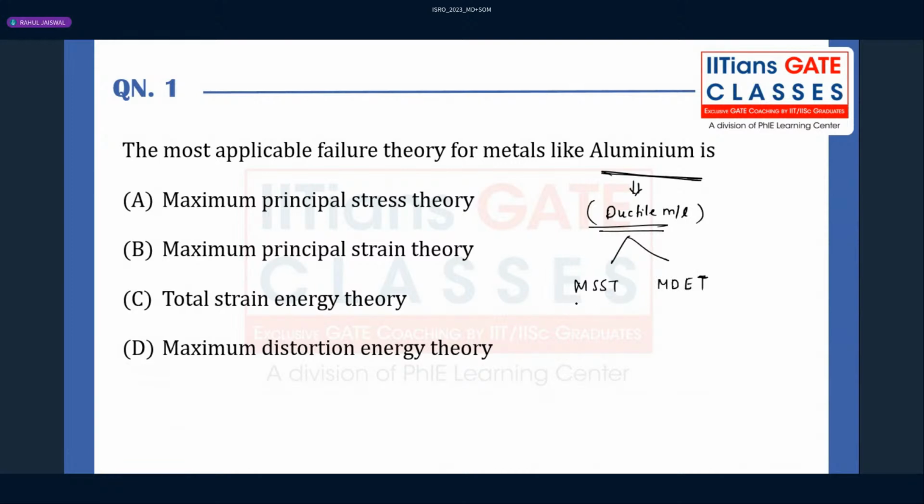Out of these two, when we talk about the most applicable, the most applicable theory of failure is the maximum distortion energy theory. So D will be correct. Now the question will be why. Here the answer is very simple, we can answer from the graph.